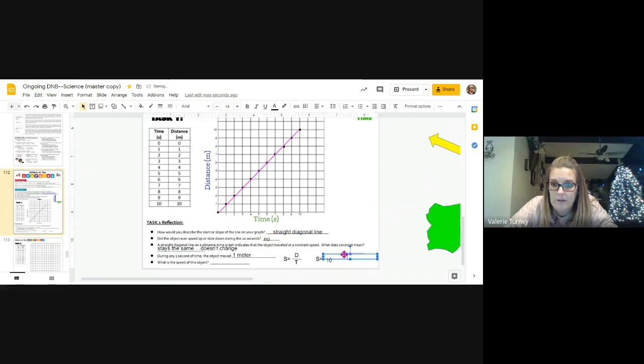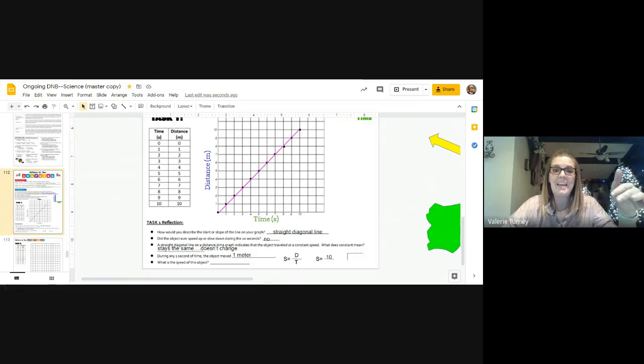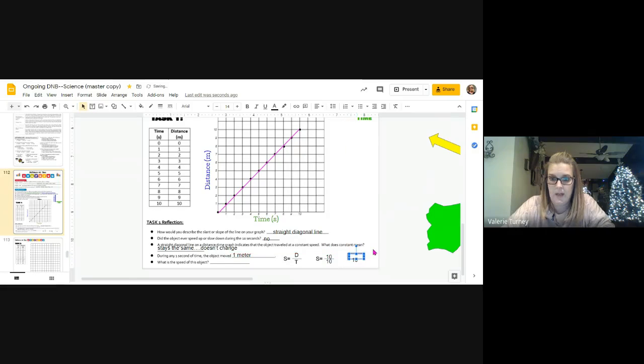So we could take our formula down here at the bottom, and we could say 10, because the distance was 10 meters, divided by the time. How long did it take the person to get to 10 meters? It took them 10 seconds. So then we would do 10 divided by 10. And what is 10 divided by 10? It is just 1. So the speed of this particular person was 1 meter per second.